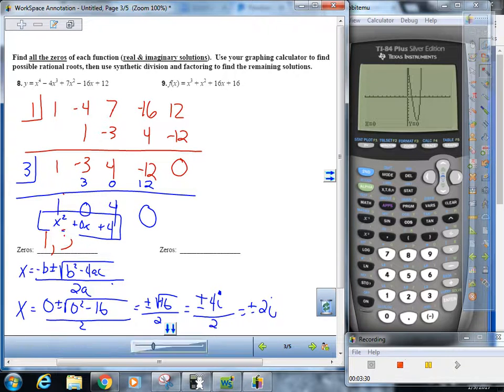So, your zeros are 1 and 3, and then 2i and negative 2i. And remember from yesterday that if 2i is an answer, then its conjugate will also always be an answer.